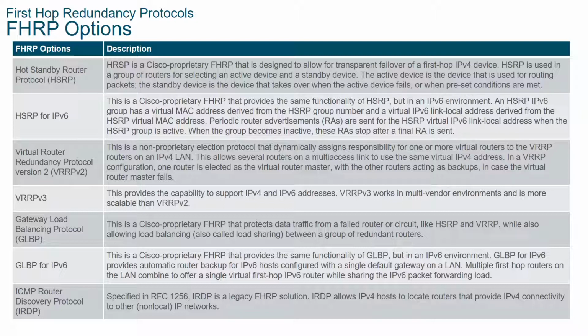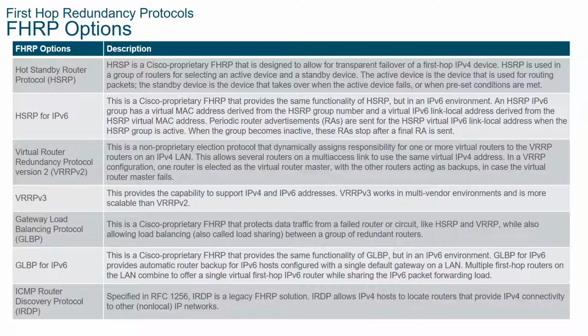Gateway Load Balancing Protocol, GLBP. This is a Cisco proprietary FHRP that protects data traffic from a failed router or circuit, like HSRP and VRRP, while also allowing load balancing, also called load sharing, between a group of redundant routers.